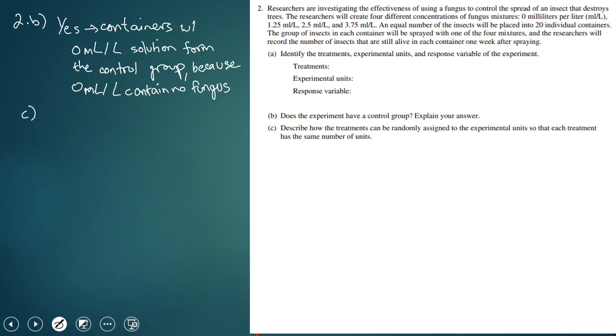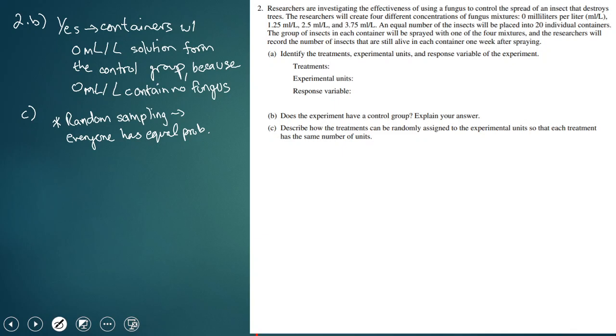And then part C, describe how the treatments can be randomly assigned to the experimental units so that each treatment has the same number of units. Okay, this is where an RNG is the best and the easiest option to go with, a random number generator. One of the key things that is important to think about is that when we're doing a random sample, everyone should have equal probability. Now keep in mind as well, the experimental units in this case are containers. So what we should be doing is assigning containers a fungus concentration.